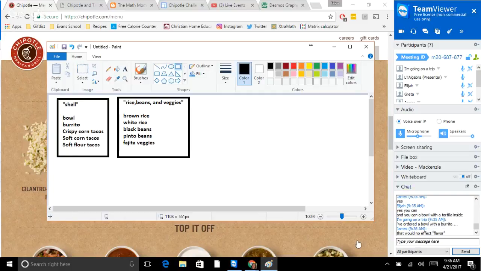So the bowl really represents a holding vessel. Basically, the bowl choice is no burrito wrap, right? Because it just means you're getting something to hold either your lettuce or your rice or whatever.